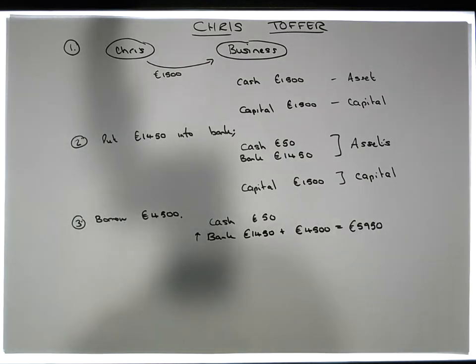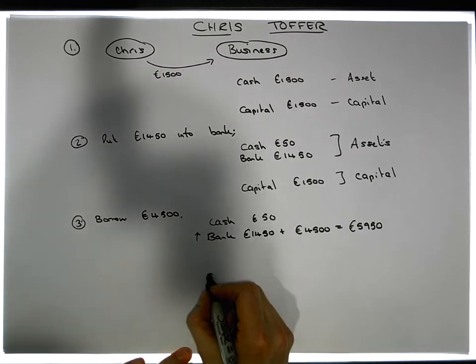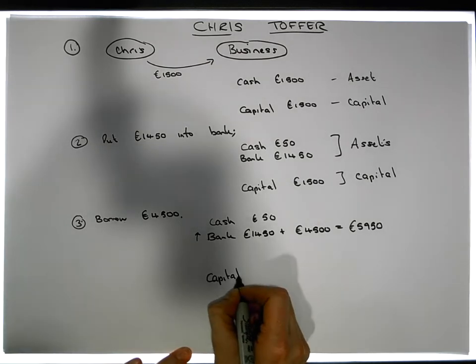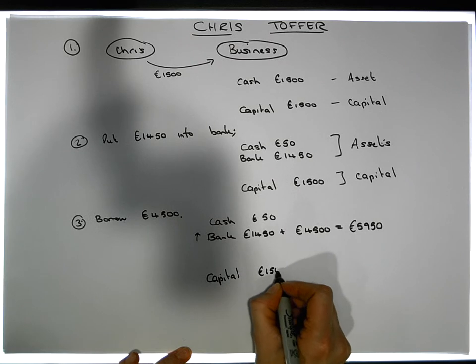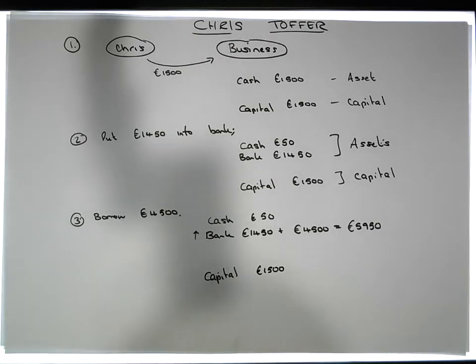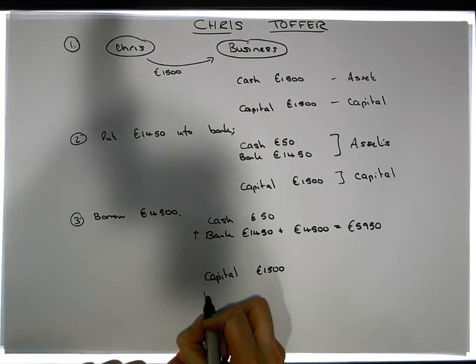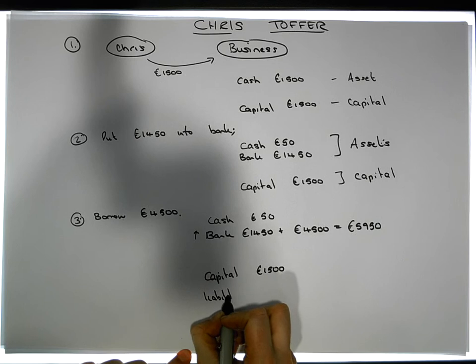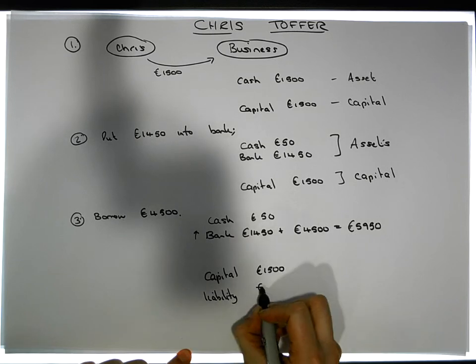So he has an increased asset in the bank. His capital has not changed because Chris hasn't borrowed any more or taken any out. But what now does he have? He now has another liability to the bank. And that is for 4,500.